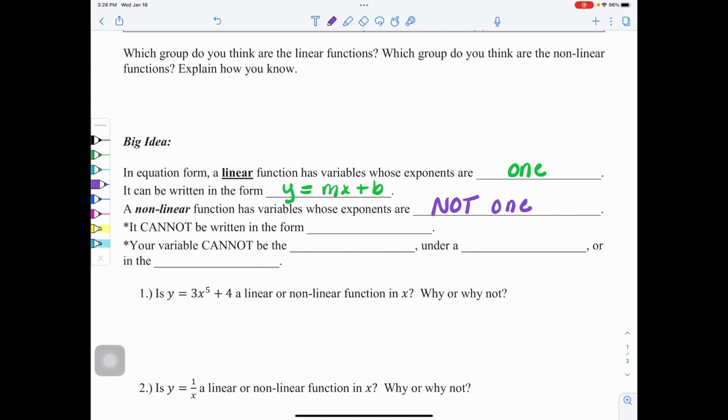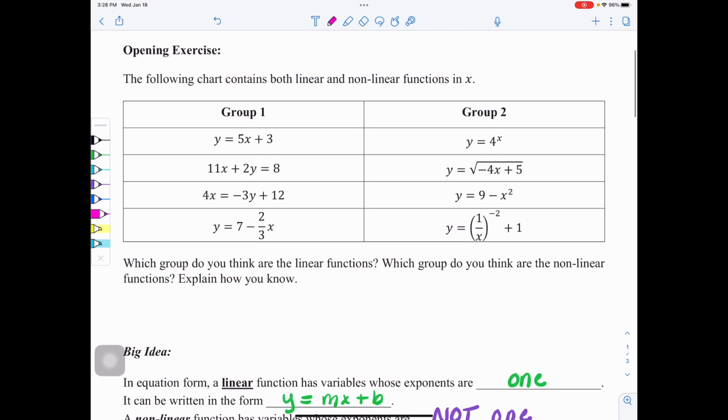So we don't have to say what they are. We don't have to say it's a 2, it's a 7. It's better to stick to linear has exponents of 1, nonlinear exponents that are not 1. That means it cannot be written in the form y equals mx plus b. So let's go take a look at the chart and see what we notice up there.